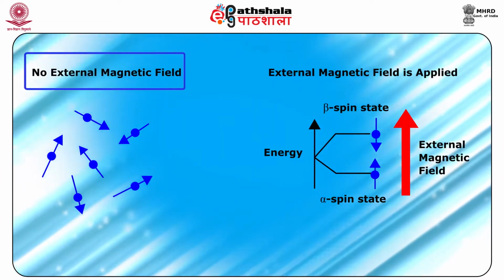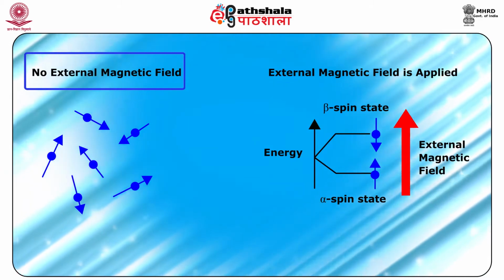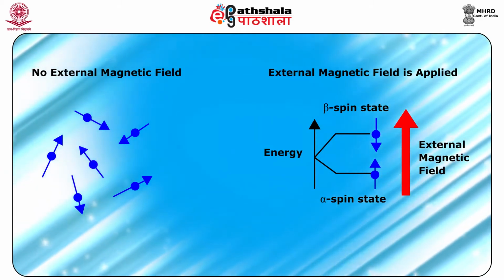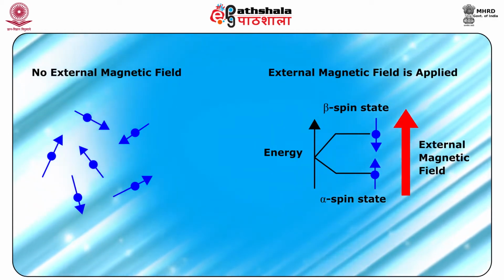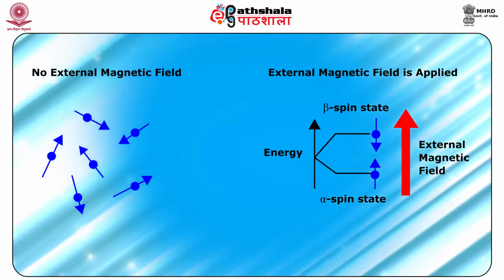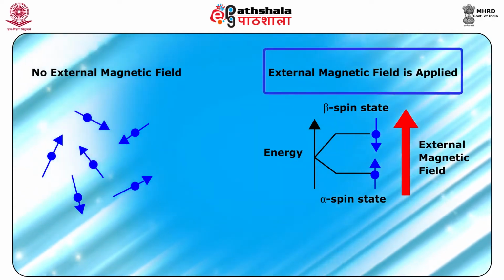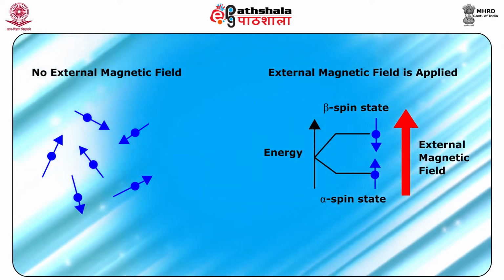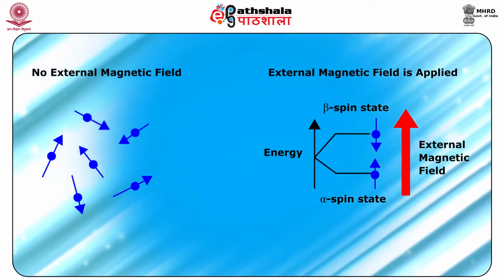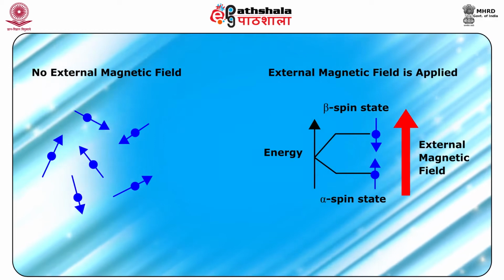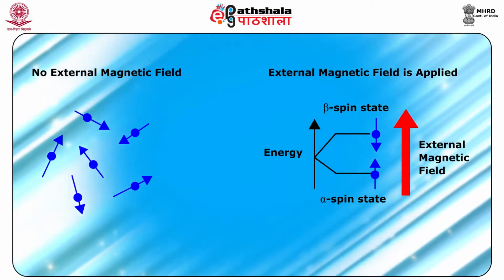In the absence of an external magnetic field, all the magnetic nuclei, behaving as nuclear magnetic dipoles, are randomly oriented, but if an external magnetic field is applied in any direction, the nuclei align themselves either with or against the magnetic field direction of the external magnet.